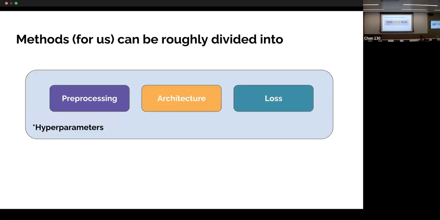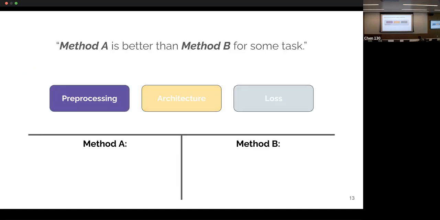So methods for us generally will fall into one of these three blocks: pre-processing, which is padding or augmentations; architecture, which is the backbone you're using, so a ResNet versus a VGG versus transformers, stuff like that; and a loss function. And over all of these blocks, we have this inescapable cape of hyperparameters, which we have to work at, tuning, and we'll get to that.